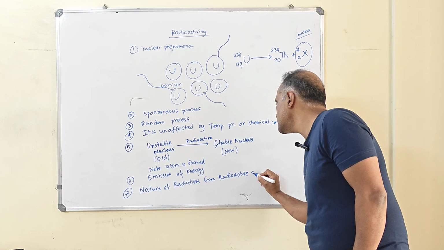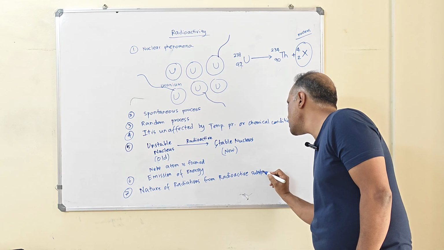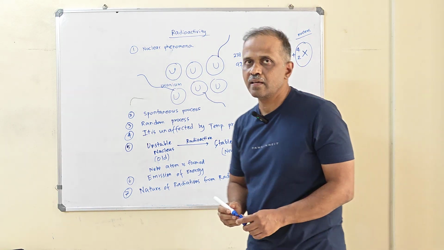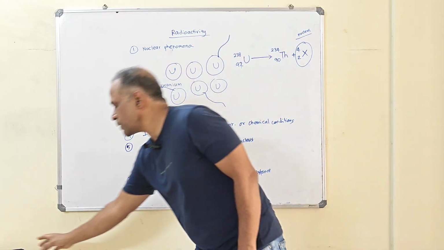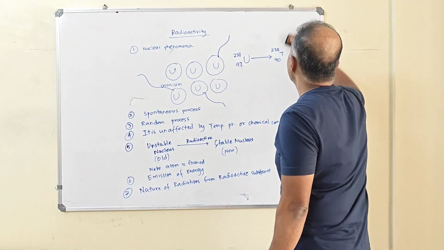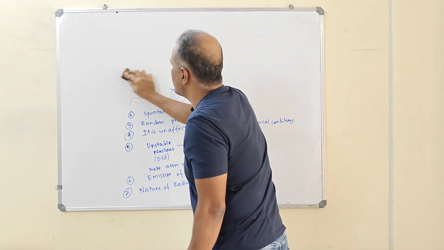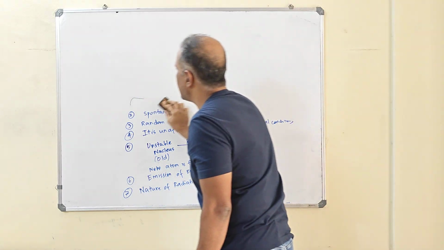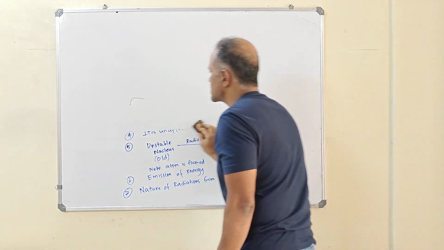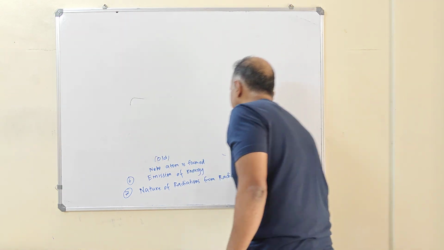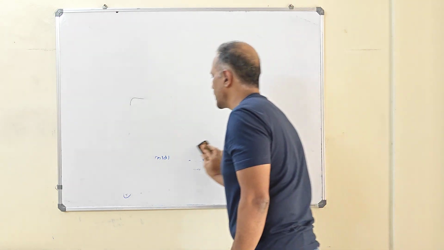So we would be discussing the nature of radiations in the next part. Let me clear all this. The discovery of radioactivity was an accidental one. It was discovered by a French scientist whose name was Henri Becquerel.